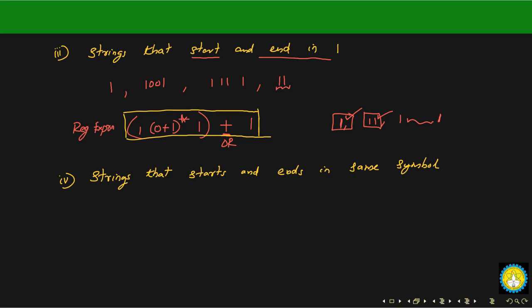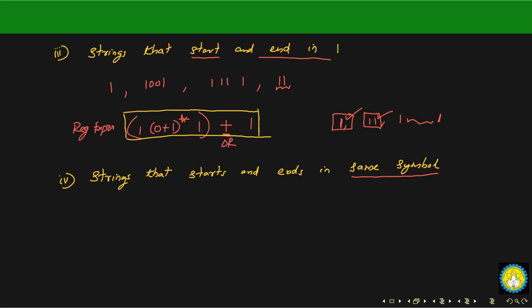Now let us look at this question. The strings that start and end in the same symbol. Here the symbol is not mentioned. It can be a 1 or a 0. So what we have to do is accommodate all the strings that start and end in 1 as well as strings that start and end in 0. Now this becomes very trivial for us.